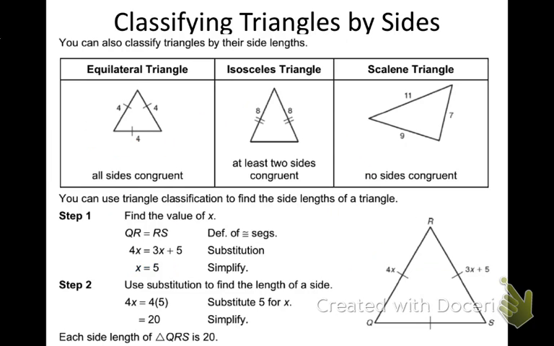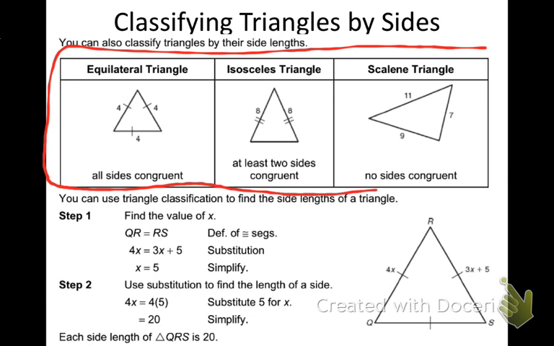Moving along here. Now we're going to classify the triangles by the sides. So again, for the sides, we have either an equilateral, an isosceles, or a scalene triangle. Equilateral, everything is equal. Isosceles has 2 congruent sides, and scalene, everything is different.